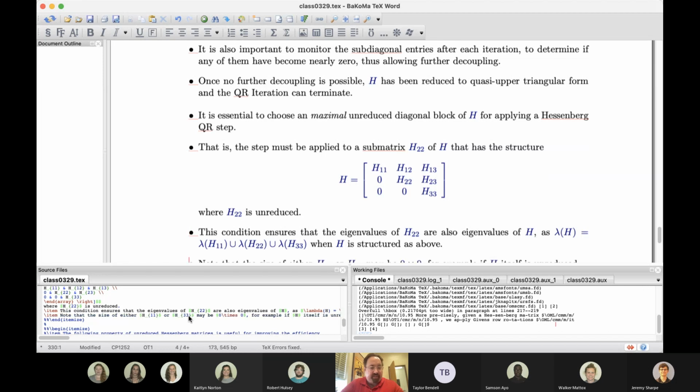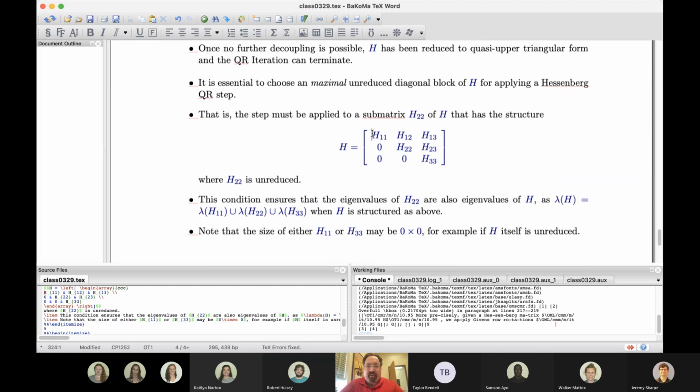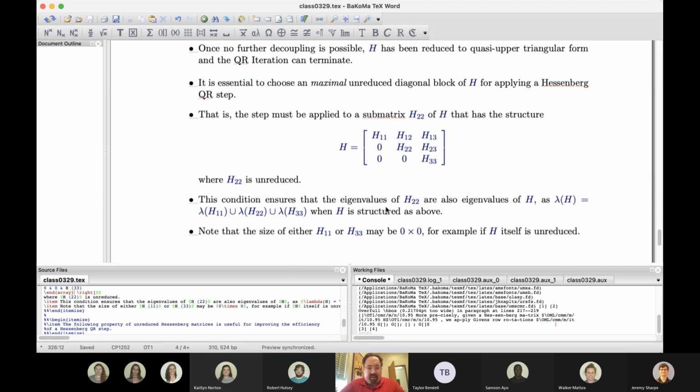I should point out that the size of this block or this block could be 0. If the entire matrix H is unreduced, then H is just H22, and you have nothing here. But as you proceed with a QR iteration, and you start getting 0 entries along a subdiagonal, then you start to have a structure like this. So you want to find the largest unreduced matrix that you can and keep working on it. And eventually you'll have nothing left.